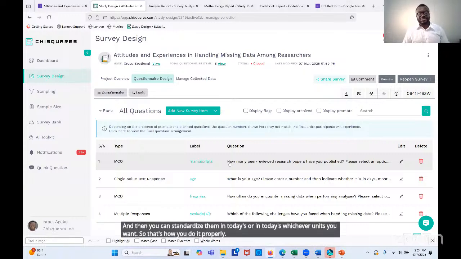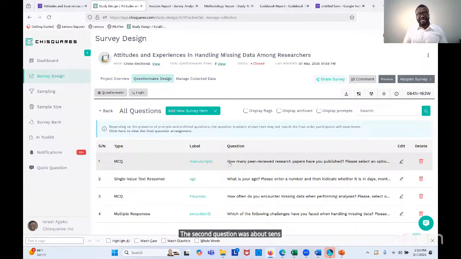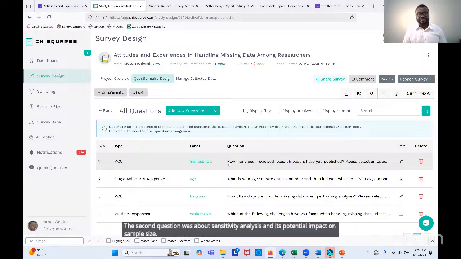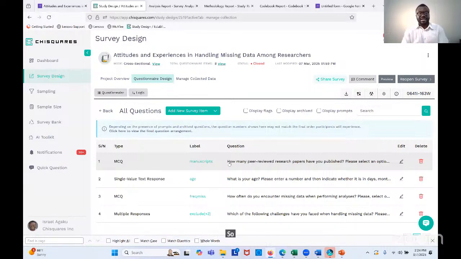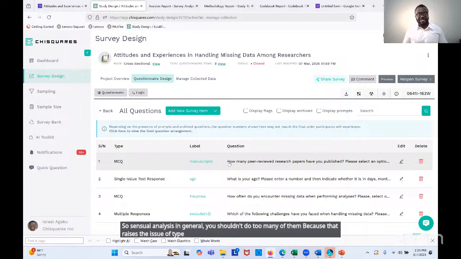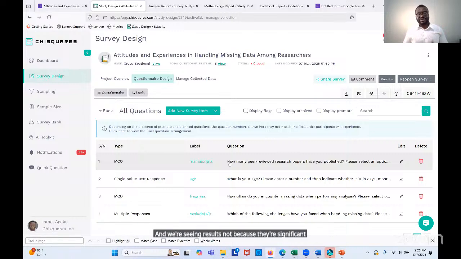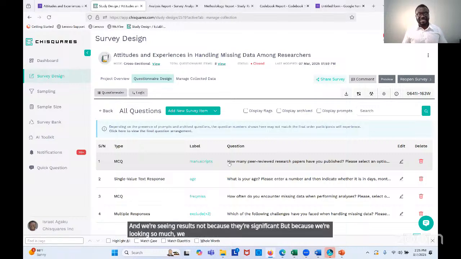The second question was about sensitivity analysis and its potential impact on sample size. Sensitivity analysis in general, you shouldn't do too many of them, because that raises the issue of type 1 error. Type 1 error is when we go on a fishing expedition and we're seeing results not because they're significant, but because we're looking so hard. Of course, if you look hard, you're going to find something, right?